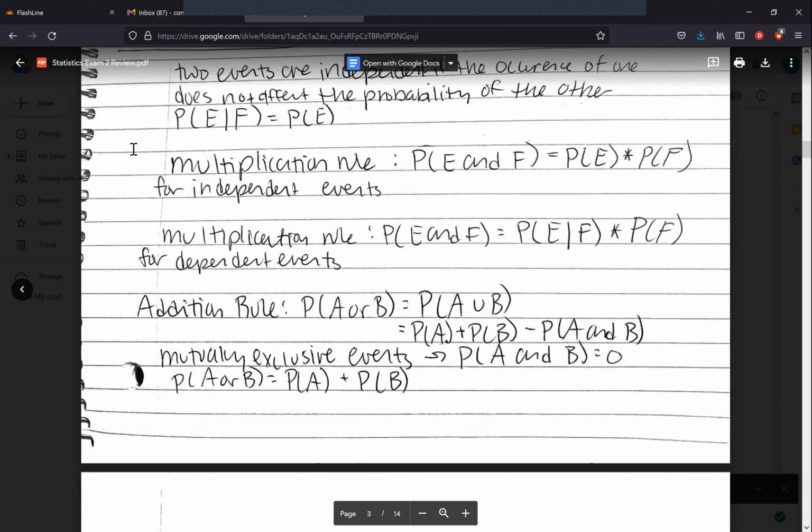The multiplication rule for independent events: if you want to find the probability of E and F, it is the probability of E times the probability of F. And for dependent events, it is the probability of E given F times the probability of F.